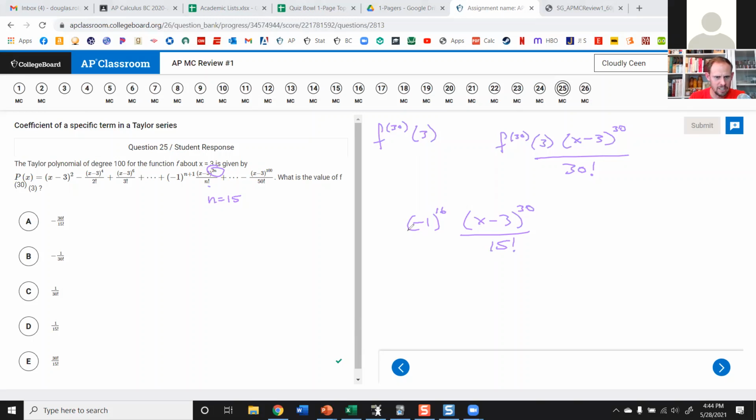So -1 to the 16th is just 1. So that we don't even need to include that. So now we need these two things to be equal to each other. So what value here will make that equal to that? Well, we don't need these. Those will cancel right out.